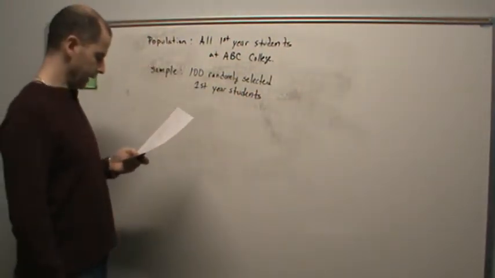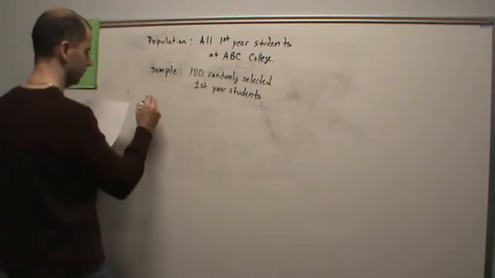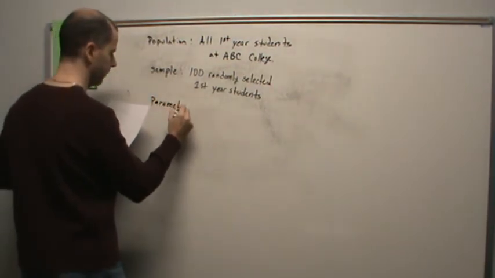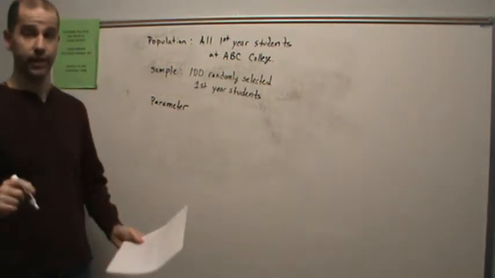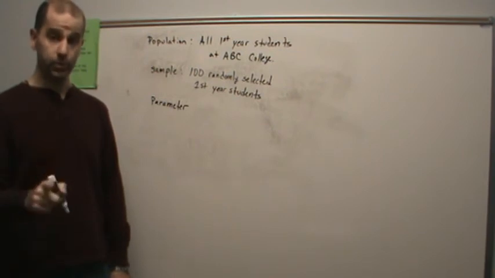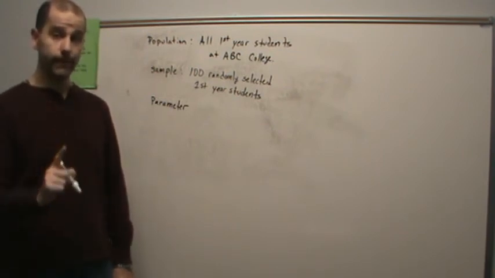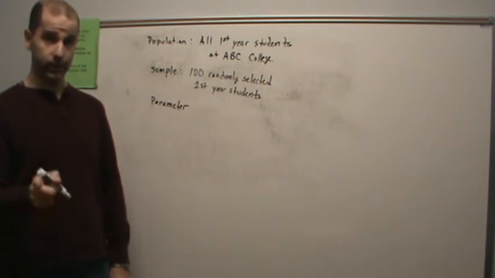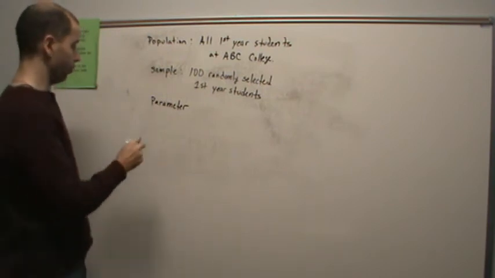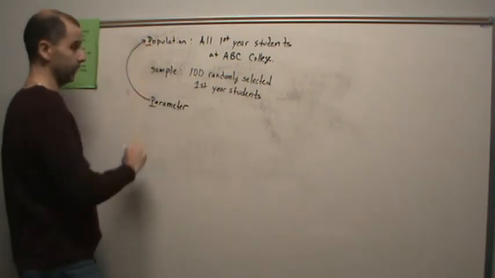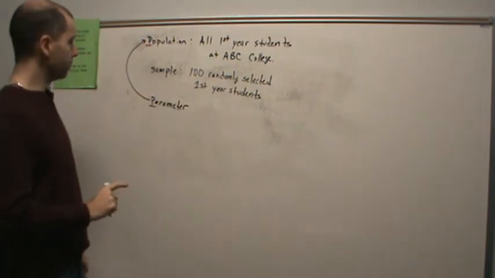Okay? And now, the parameter. What's the parameter? Remember what the parameter is. And here's a little mnemonic to help you always remember what the parameter represents. It's the numerical value that represents a particular characteristic of the population. So remember, P goes with P. Okay? So what's the parameter?